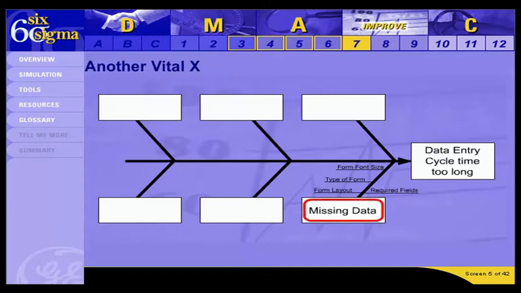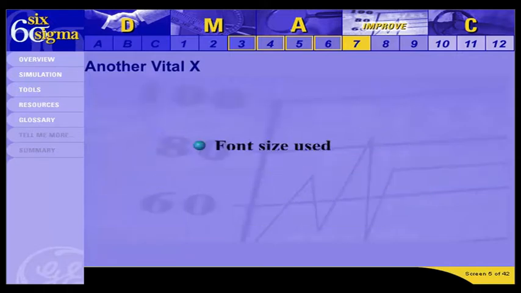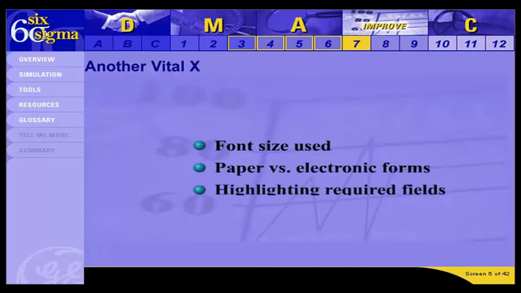Within the broad topic of missing data, we looked at 4 possibilities for vital X's. The question of form layout was quickly dismissed as unlikely. Font size was accepted as a possibility, at least worthy of testing. The question of whether to keep paper forms or standardize on all electronic forms had come up many times, so the team felt that this would be a good place to test the effect of that change. Finally, the team decided to determine if highlighting all required fields in the form would aid the GE associates in properly completing their task. So we have refined our list to 3 candidates.